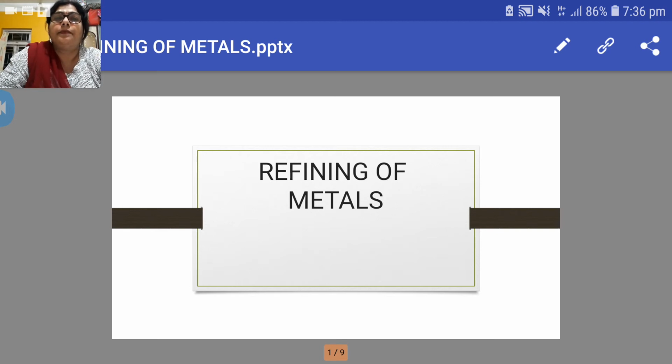Now the metal which is obtained in the third step after the reduction of the ore is still impure. So to make it pure we need to undergo a process of refining. That is actually called the refining of metal. The refining of metal is done through various methods. We will learn these 6 methods today, how in different methods the refining is done based on the nature of the metal and the impurities present in the impure metal.